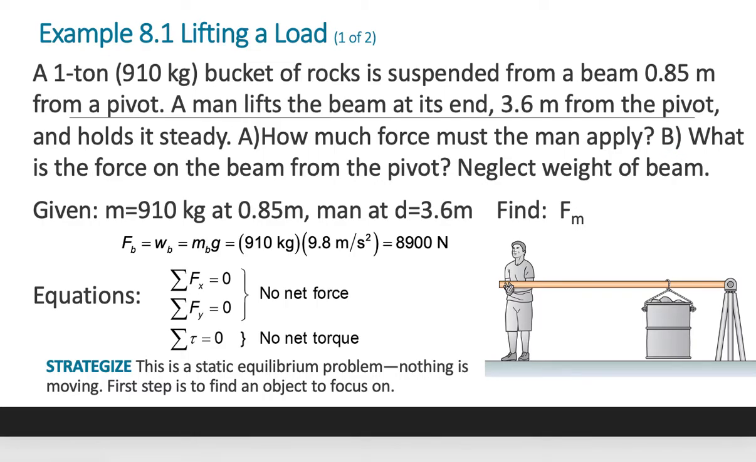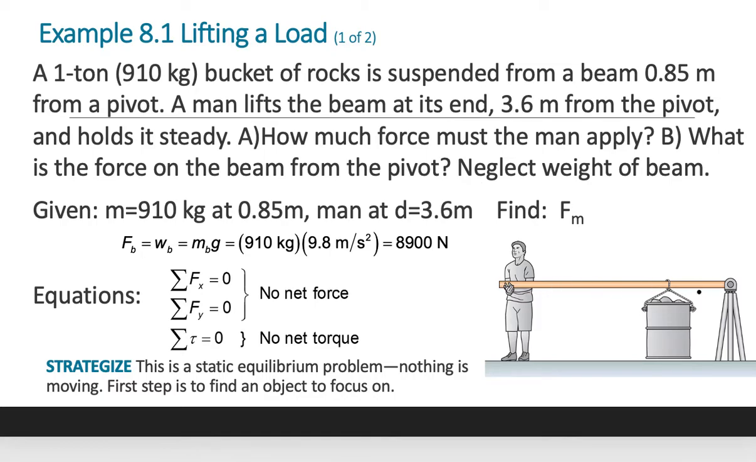Let's look at another example. A 1 ton, which is 910 kilogram bucket of rocks, is suspended from a beam 0.85 meters from a pivot point. A man lifts the beam at the end 3.6 meters from the pivot and holds it steady. How much force must the man apply? What is the force on the beam from the pivot? We're going to neglect the weight of the beam.